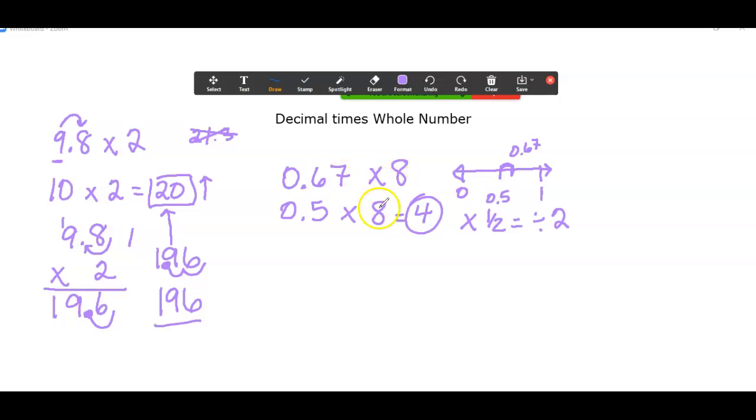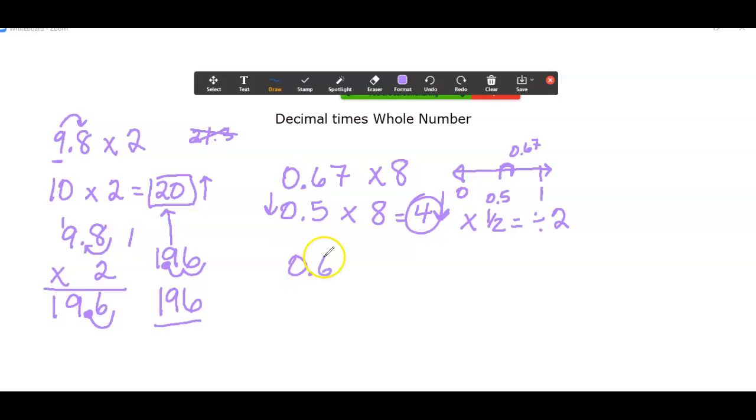Now, I didn't change the 8 at all, but over here, going from 67 hundredths to 5/10, I went down, right? So this is an underestimate. So that means the real answer has to be close to 4, but it's going to be higher than 4 because 4 is less than the real answer.